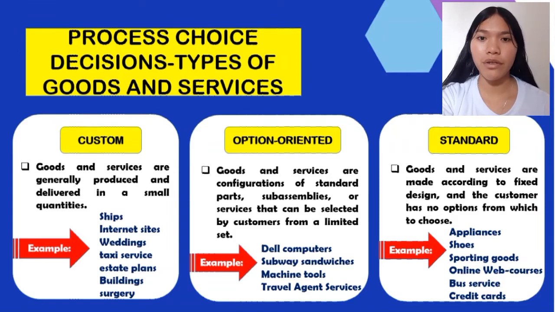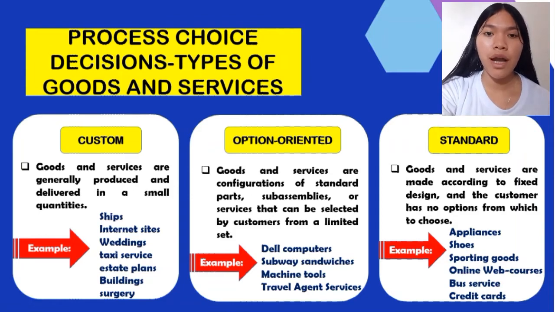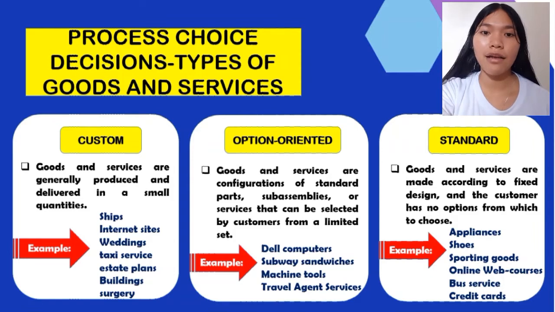First is the custom or make to order. These are goods and services that are generally produced and delivered in small quantities. It means the firm delivers small quantities of goods and services to their customers, because the customers will first place their order, after which the company manufactures the customers' order. So for this kind of firm, their process is that they wait to receive an order from the customer before they manufacture. They have not yet made or produced the goods and services. That is why it is delivered in small quantities.